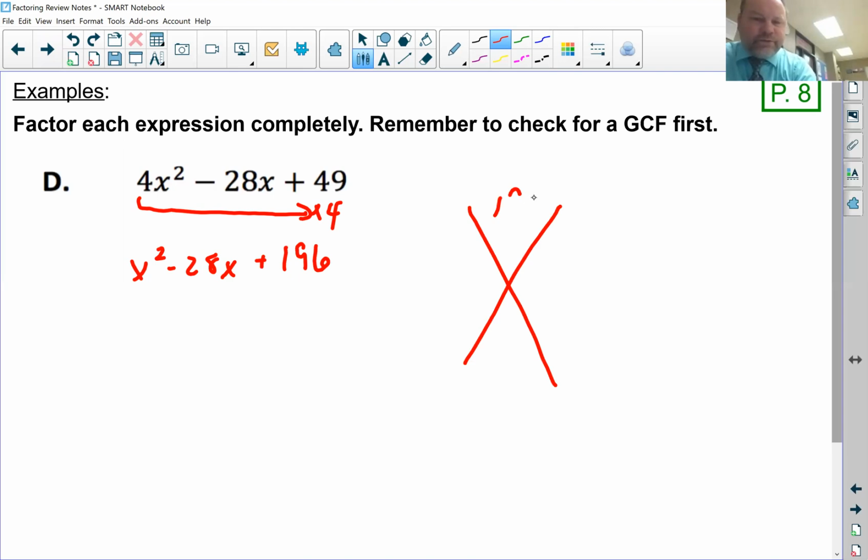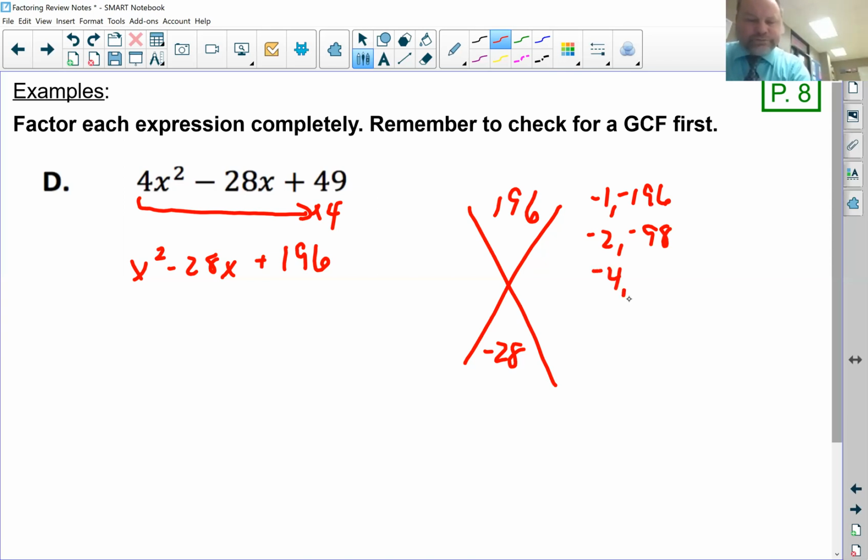Find 2 numbers that multiply to 196 and add to negative 28. So let's see, we can try. They have to multiply to a positive, add to a negative, so both are going to be negative. That doesn't work. How about negative 2 and negative 98? That doesn't work. 3 is not going to work because the digits do not add to a number divisible by 3.